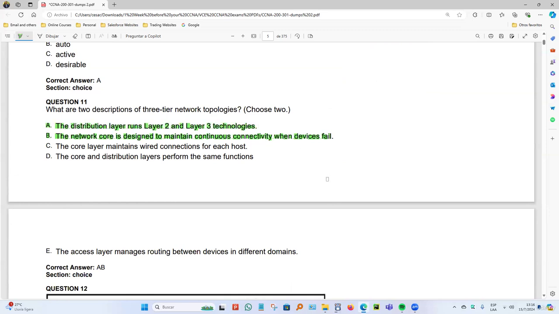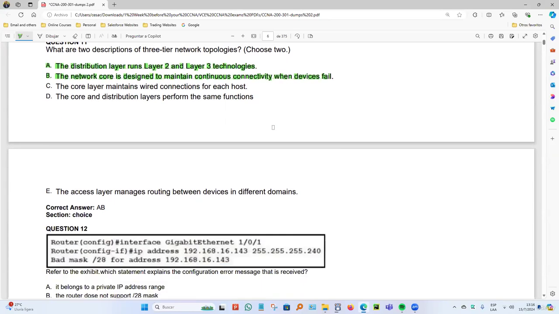So let's read the question one more time, just to be clear. What are two descriptions of 3-tier network topologies? The distribution layer runs layer 2 and layer 3 technologies. The network core is designed to maintain continuous connectivity when devices fail. Okay, next one.